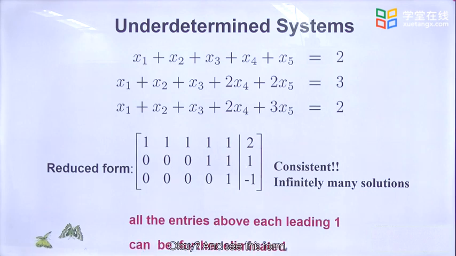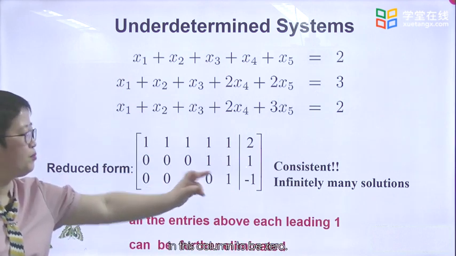Okay, and see this row echelon form. You can see all the entries above each leading one can be further eliminated. You can further use the leading one to eliminate the other entries in this column to be 0.